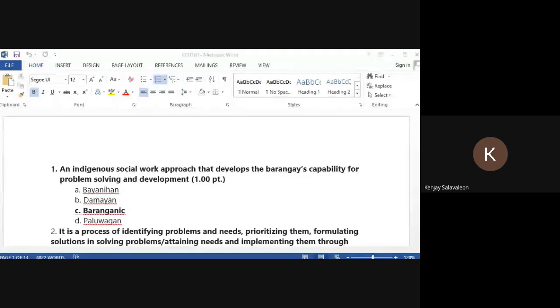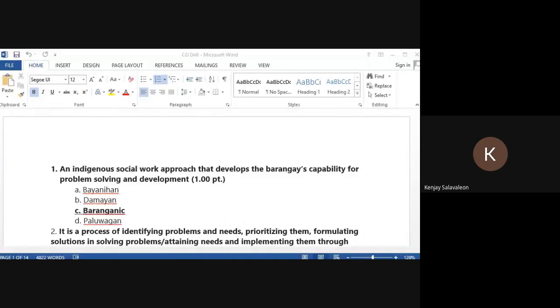So ngayon, number one, nakikita naman natin na yung mga highlighted na part, naka-bold, naka-underline, yun yung tamang sagot. Okay. So, number one, ang question is, an indigenous social work approach that develops the barangay's capability for problem solving and development.